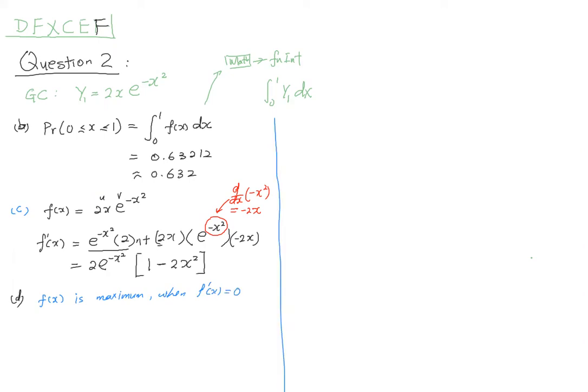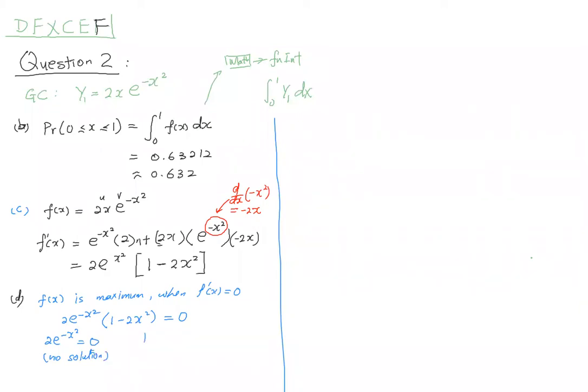So you take the answer from part B, you write down part C: 2e to the power of negative x squared times (1 minus 2x squared) equal to 0. So you have 2e to the power negative x squared equal to 0. This one, no solution. Am I right?